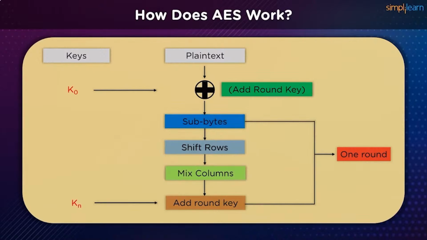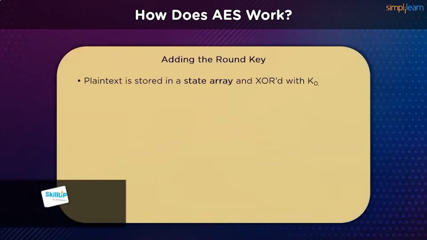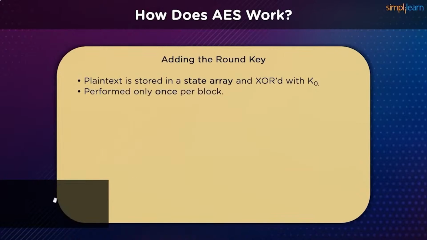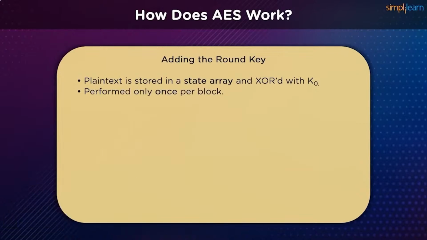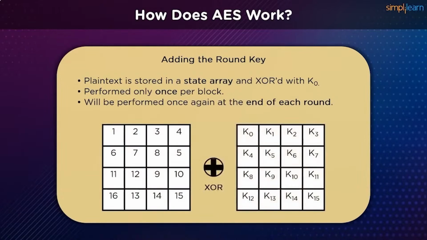But what are these byte substitution and row shifting processes? Let's find out regarding each step in more detail. In the first step, the plaintext is stored in a state array and it is XORed with K0, which is the first key in the expanded key set. This step is performed only once on a block while being repeated at the end of each round as per iteration demands. The state array is XORed with the key to get a new state array, which is then passed off as input to the sub-bytes process.